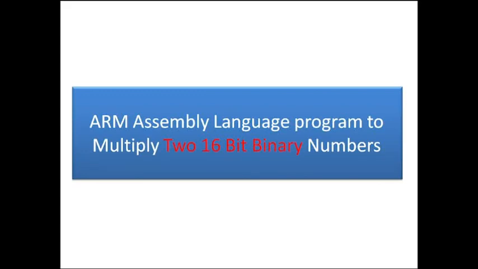Hello folks, today we will see how to write an ARM assembly language program to multiply two 16-bit binary numbers. I have referred many YouTube tutorials on this, but most of them have multiplied either two 16-bit decimal numbers or two 16-bit hexadecimal numbers. But how actually to execute this task in a right way? Let us explore that in this video.